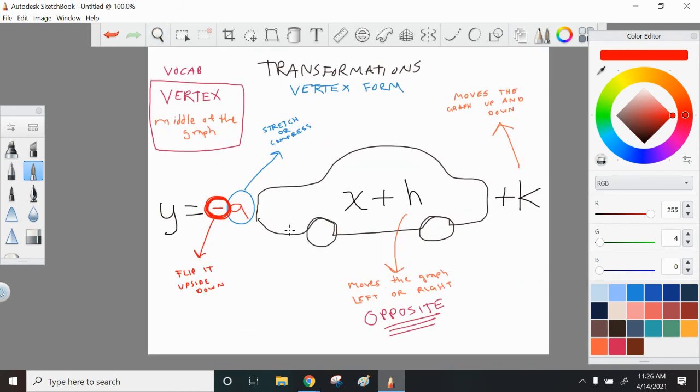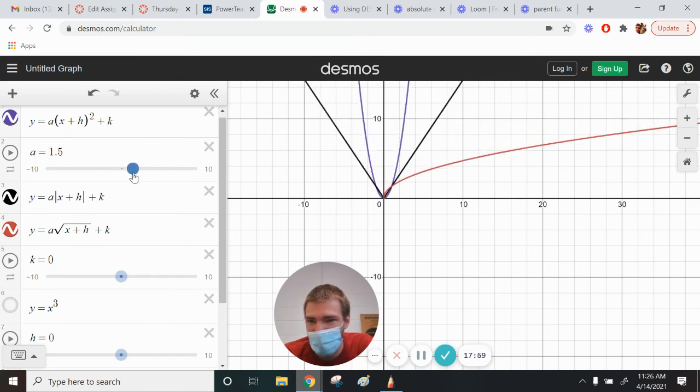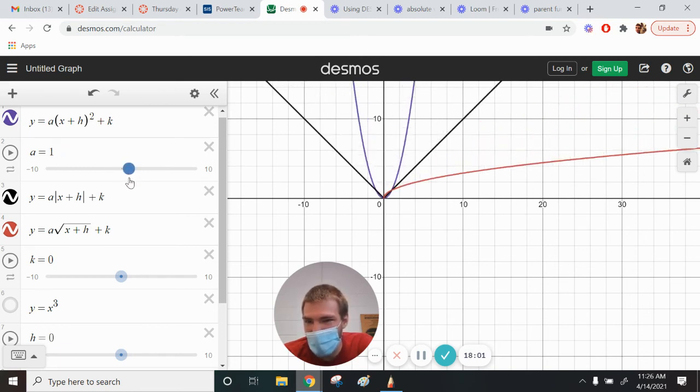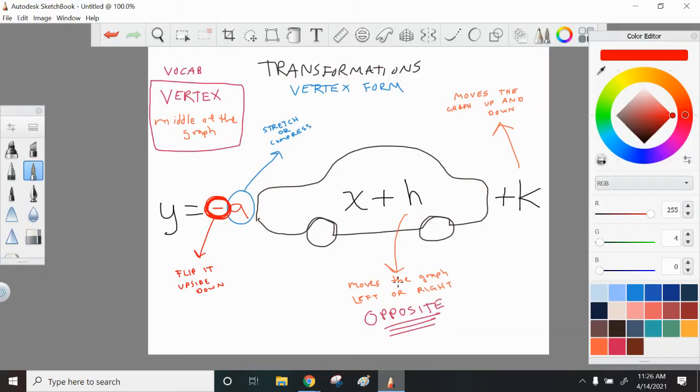Now, let's talk about what we're looking at here. We've got vertex form parent functions that we're looking at here, okay? We've got A, K, and H of all three of these parent functions, and they all work the same way, okay? The reason that I've drawn a car is because I don't want you to think that this only works for absolute value graphs, right? Because it doesn't only work for absolute value graphs. It also works for squared graphs. It also works for square root graphs, right? It works for all of these.